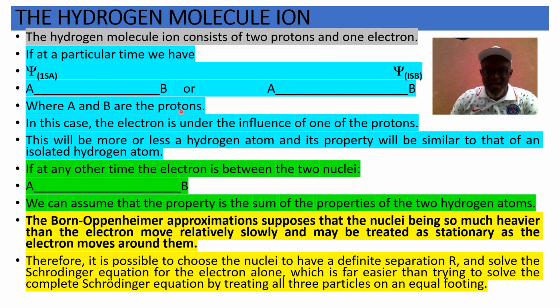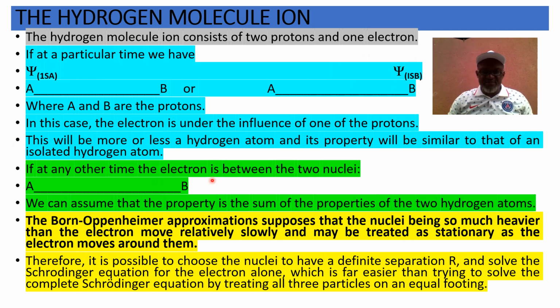And we're saying where A and B are protons, that is hydrogen atoms. In this case, the electron is under the influence of one of the protons. This will be more or less a hydrogen atom. You see what we're saying? And its property will be similar to that of an isolated hydrogen atom. So when it is here, it's behaving like just an ordinary hydrogen atom. When it is here, it's also behaving like just an ordinary isolated hydrogen atom.